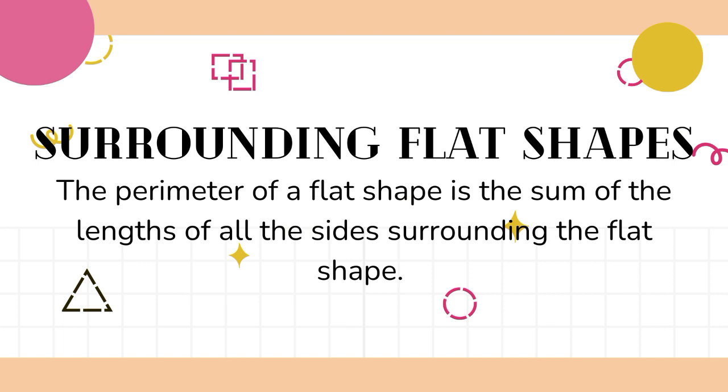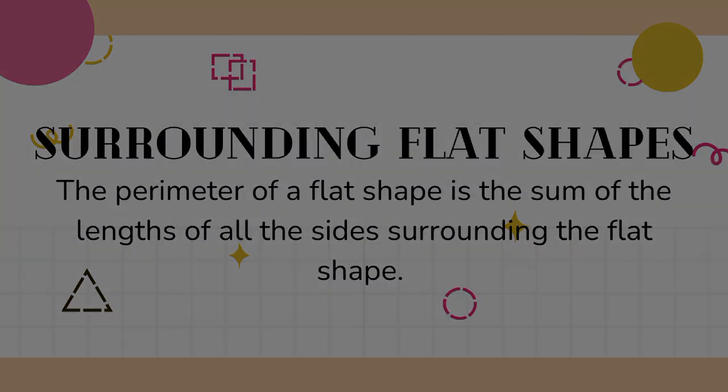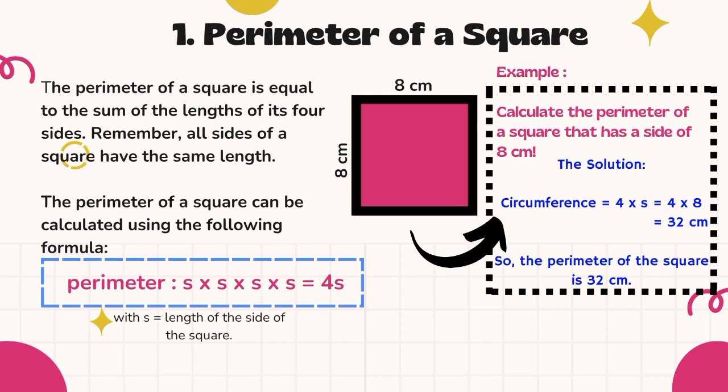We will start with the definition of perimeter of a flat shape. The perimeter of a flat shape is the sum of the lengths of all the sides surrounding the flat shape. Number 1, we talk about the perimeter of a square.